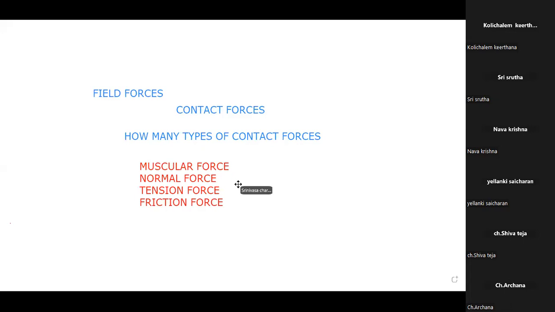And we have to identify which action belongs to contact force and which action belongs to field forces. Maybe sometimes they ask direct questions. Mostly in competitive examinations, they won't ask the questions directly. They will give some examples or some situations. From those situations, we have to identify. Before that, what is muscular, what is normal, what is tension, what is frictional force? We have to discuss all these things.